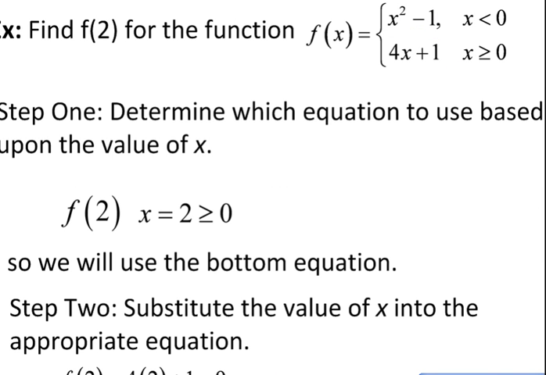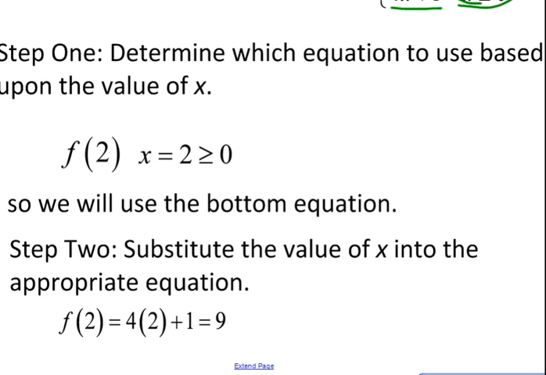So again, first step is the x value that you're using. You take a look at the boundaries. Is 2 greater than or equal to 0? Yes, it is. So you use 4x plus 1 to evaluate f of 2. And when you plug in 2 to 4x plus 1, you get 9. So f of 2 is equal to 9. So the steps again, you determine which equation to use by looking at the boundary, and then you plug it into the corresponding equation.